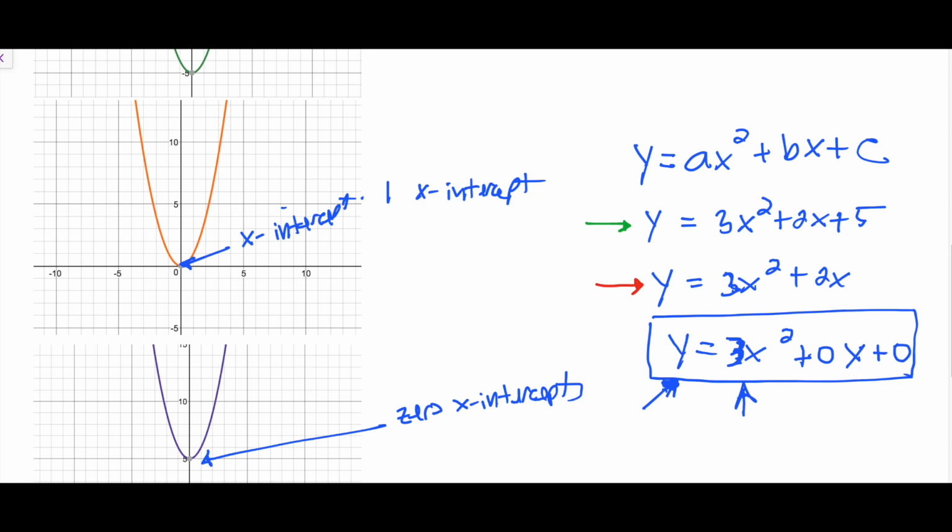Okay, so the b is the one that goes with the x with no power. The c is just a number, the constant, like 10 or 5 or 3. And the a is the one associated with the x squared. You with me? Yeah, I know this.